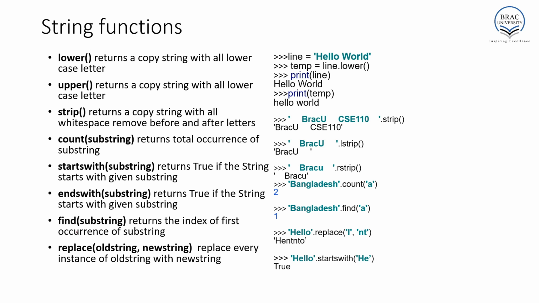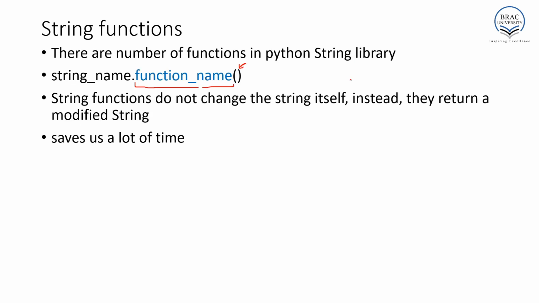Out of all these built-in functions mentioned here, the first one is lower. The lower function returns a copy string with all lowercase letters. In this example, in the first line, a variable line is created, and in the variable line, a string which is hello world is stored. In the next line, line.lower is written. This means the lower function is called on the string variable line. If you remember from the previous slide, to call a function on a string variable, we first write the string variable or the string, then a dot, then the function name, and then parentheses.